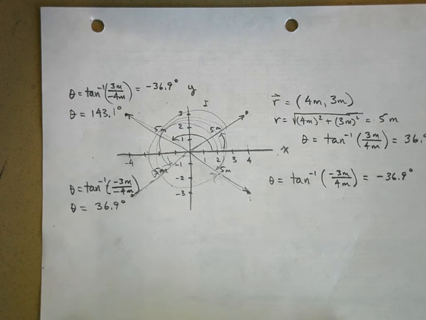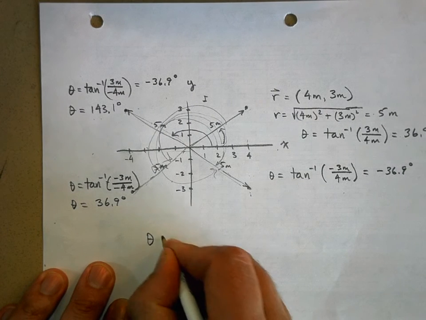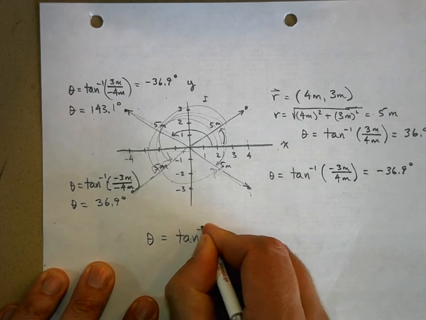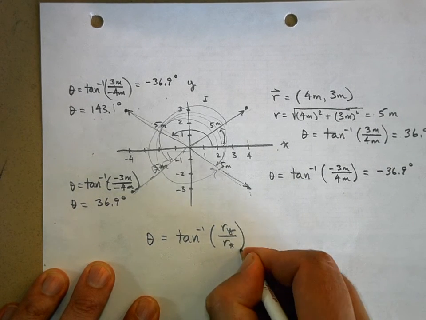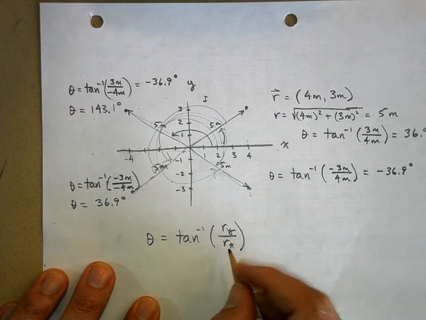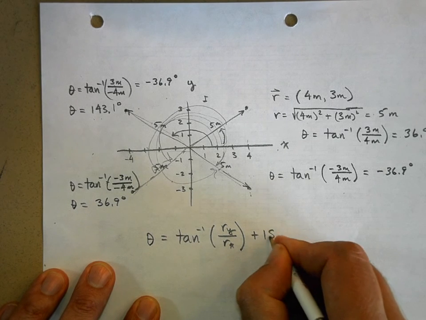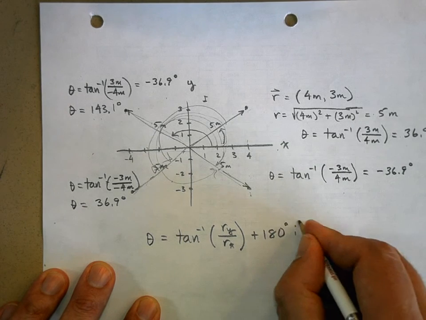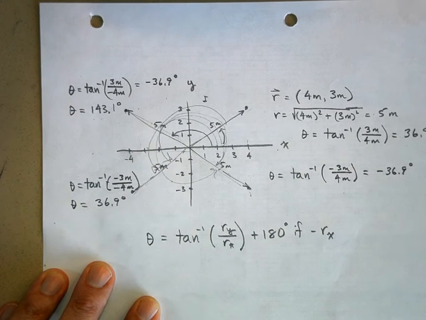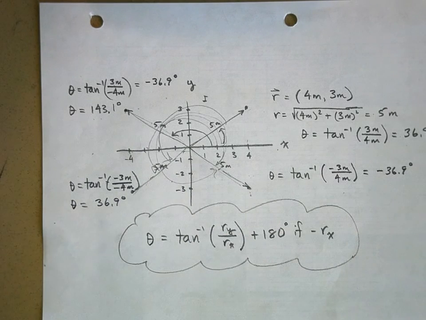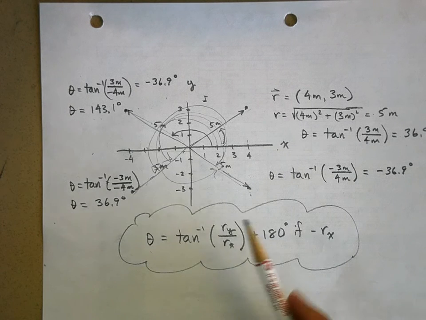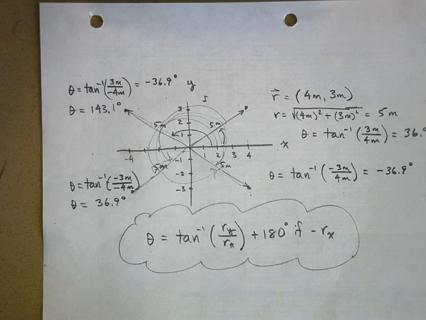So, that's why we say this. To find the angle using inverse tangent, it's the y component divided by the x component. And then you look at your x component. If it's negative, you add 180 degrees. So that's what you have to know in order to convert from rectangular to polar coordinates. If I give you the y and the x, and the x is negative, you have to add 180 degrees to your answer.